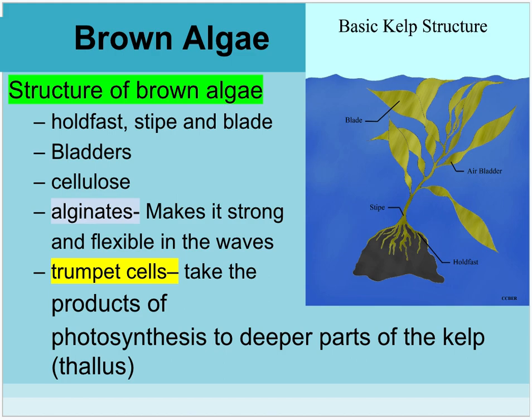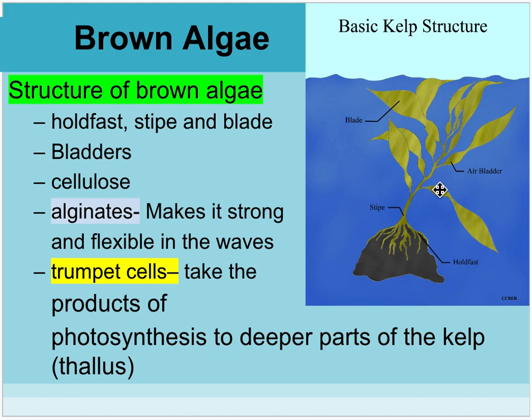So the structure of brown algae is that it has a holdfast onto the rock. It has a stipe and blades. An important change here is that it has air bladders. Where the blade meets the stipe, it will have an air bladder, and that's to help it to float, obviously.